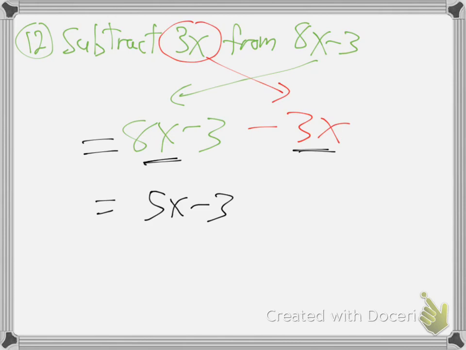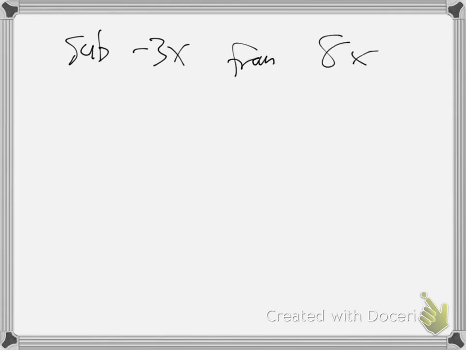Questions? All right. What if it did say subtract minus 3x from, I don't know, 8x or whatever? So the 8x would go first. And then what would we do? Minus 3x. You can put parentheses if you want to. You don't have to. Double negative is going to be adding in the end.